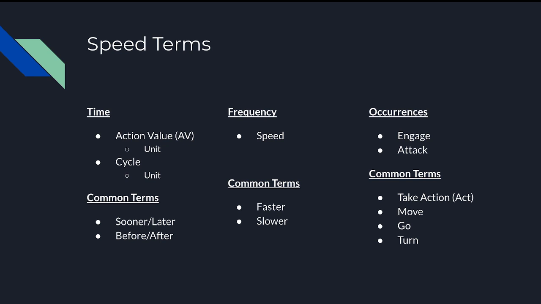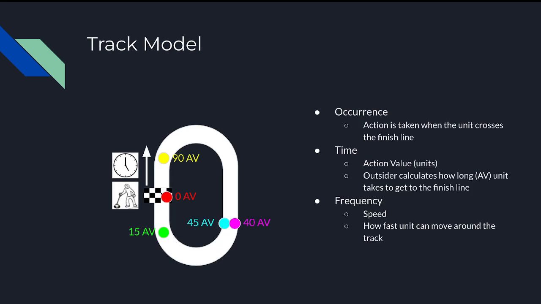So, to understand speed, we are using the track model. If you consider that there's all these units, they're running around the track, an occurrence happens when a unit gets to cross that finish line, and then they get to go. And then the next unit gets to the finish line, and then they get to take their action. So you can imagine these units are all running around in a circle. Some are running faster than others. Some of them get to the finish line more often than not.